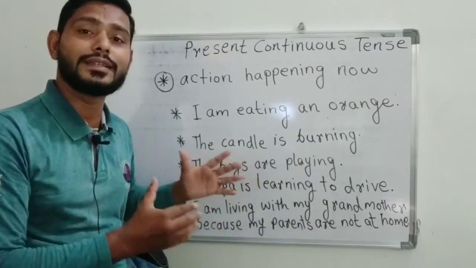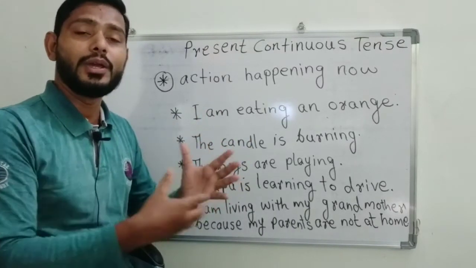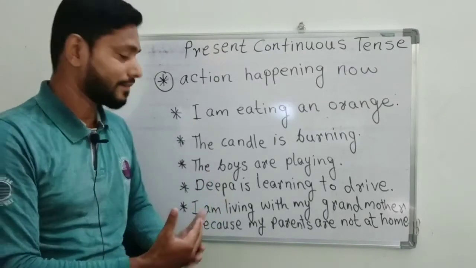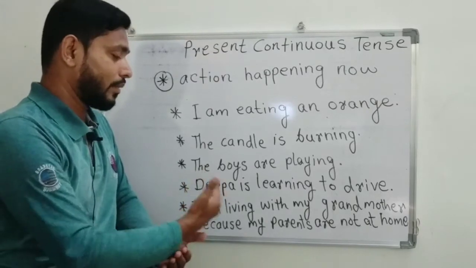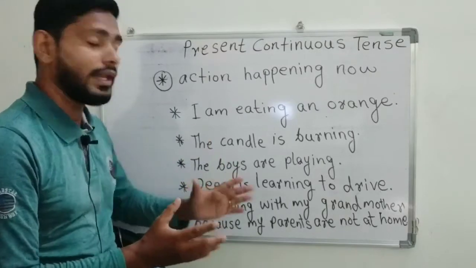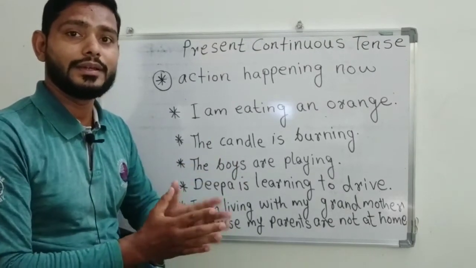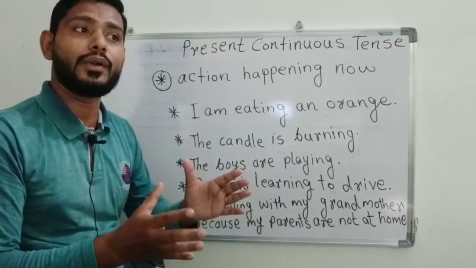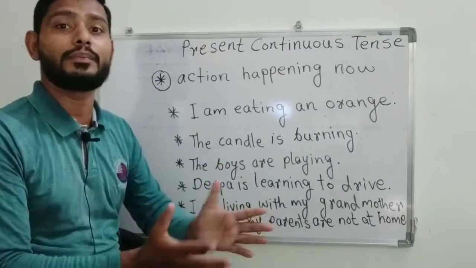In order to understand this concept of time differences, you'll have to speak more, read more, and make more sentences. The last sentence here: I am living with my grandmother because my parents are not at home. There is a reason why you are living with your grandmother. Okay, just for a period of time, but the action is not exactly happening now. It is just for a period of time, and it is not permanent.